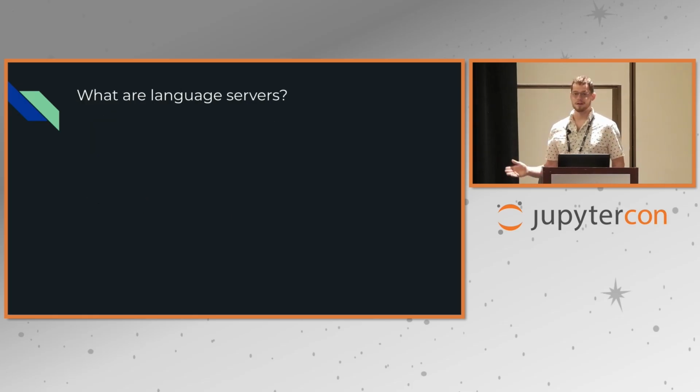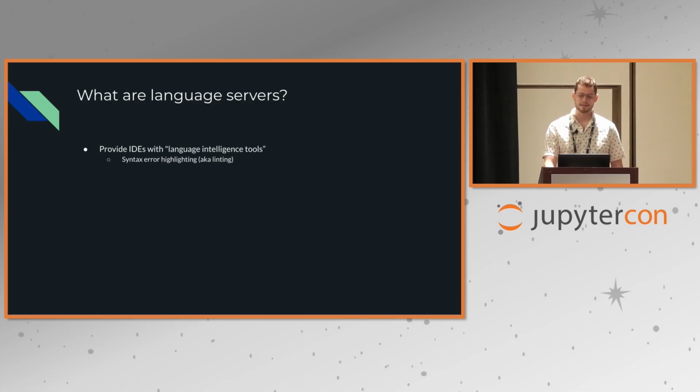So what are language servers? They're basically tools that provide IDEs or other coding environments with language intelligence tools. The one that you're probably most familiar with is syntax error highlighting or linting. Those are nice little red or yellow squiggles that you get under your code if there is some sort of error or mistake. An extension of that is type checking. Besides just giving information about syntax errors, if you're going against typing in your code for languages that support typing, such as Python or TypeScript, then we can highlight those mistakes as well.